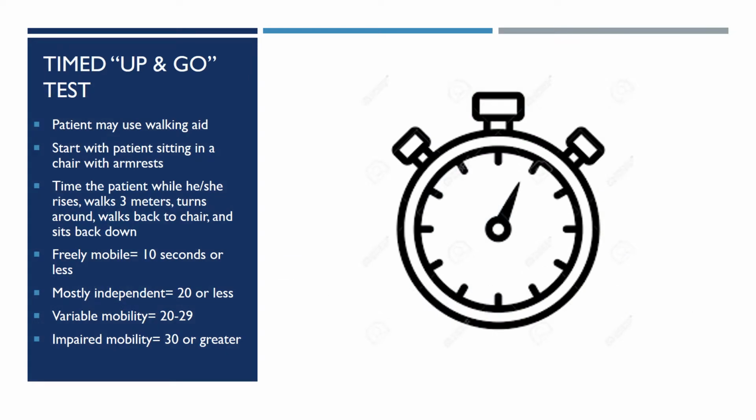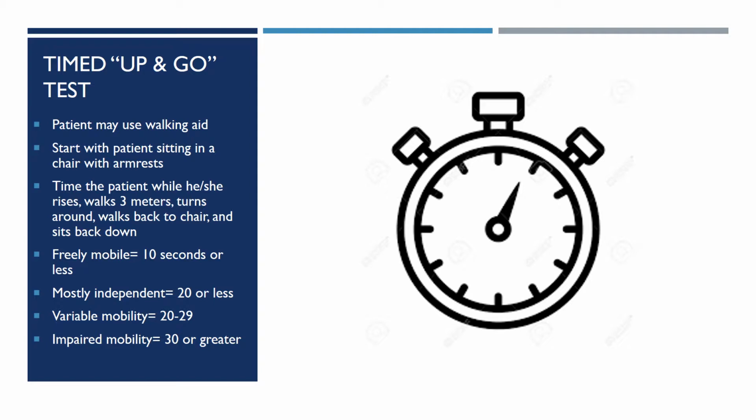The Timed Up and Go test is a test performed to determine the patient's risk for falling. The person administering the test will need a straight back chair with armrests, proper footwear for the patient, and any assistive devices that the patient may need. The patient sits back in the chair. The test administrator times the patient rising from the chair, walking 3 meters, turning around, walking back to the chair, and then sitting back down.